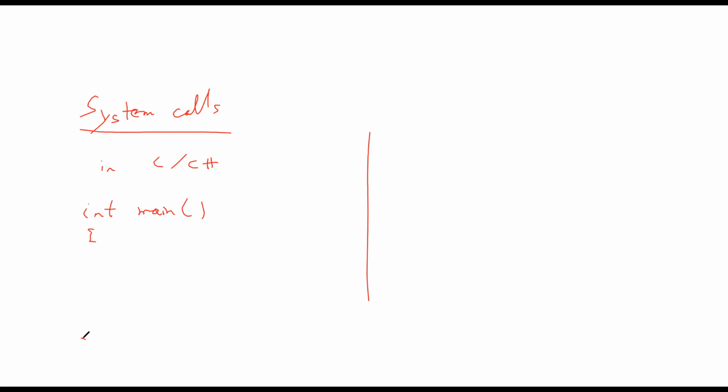System calls. So remember, system calls are almost equivalent. It's similar to running on the terminal. So in C, let me do it this way. In C or C++, you have int main, curly bracket, and then you have in there system, ls -l, right? That's a system call.